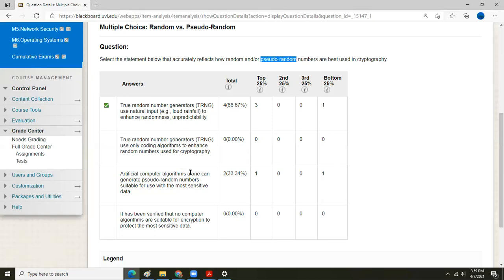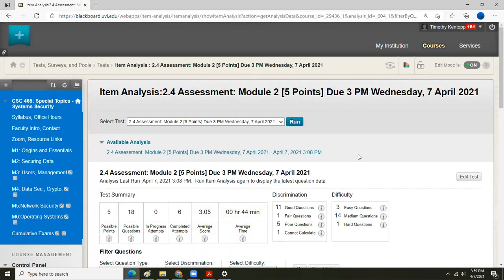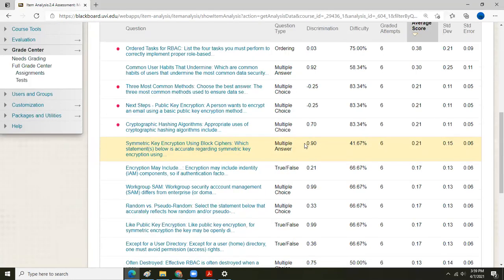So if you're using computer algorithms alone, you're basically saying the same thing as this, you're just restating it. It has been verified that no computer algorithms are suitable. Nobody selected that item. I'm glad you didn't. We do have computer algorithms that work, but they use a natural input. Any questions?